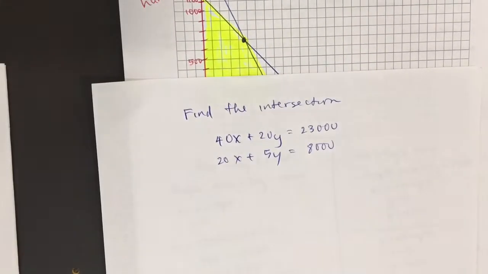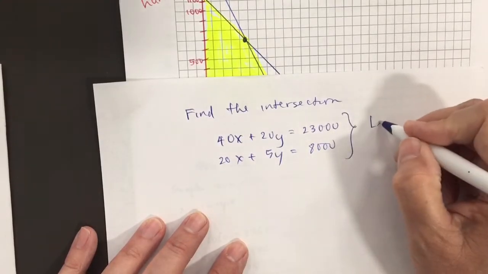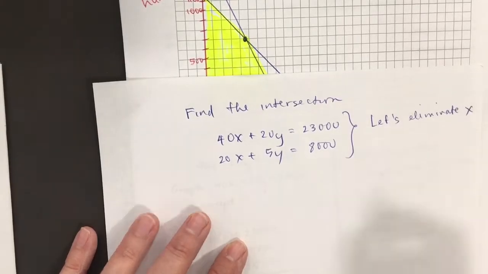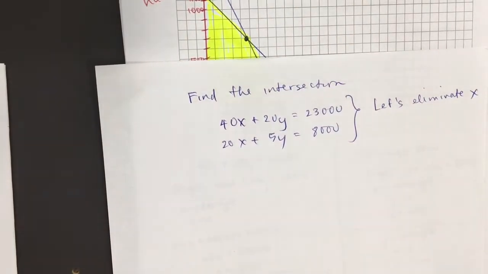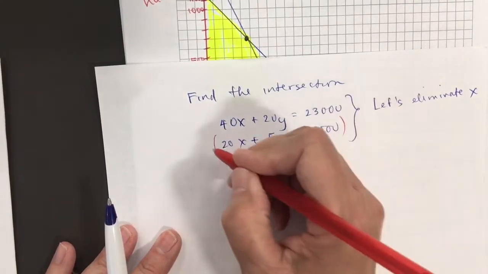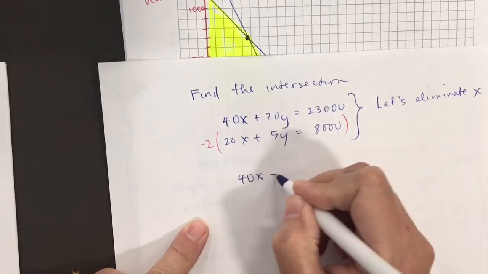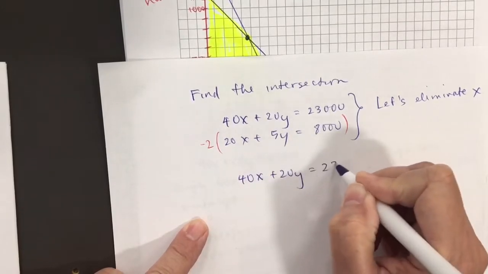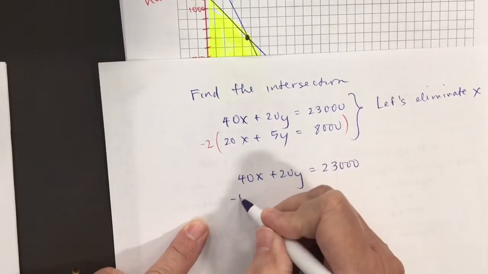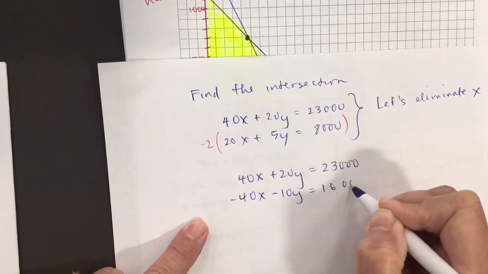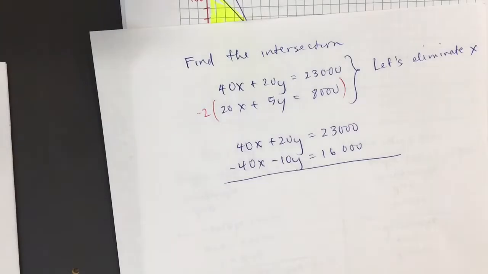My thoughts are to use elimination. I'm going to eliminate x. So I'll write that. Let's eliminate x. Multiply the second equation by -2. That'll give me, for the first one, 40x plus 20y equals 23,000. On the second equation, that gives us -40x minus 10y equals 16,000. The x's are gone when I add those two equations.